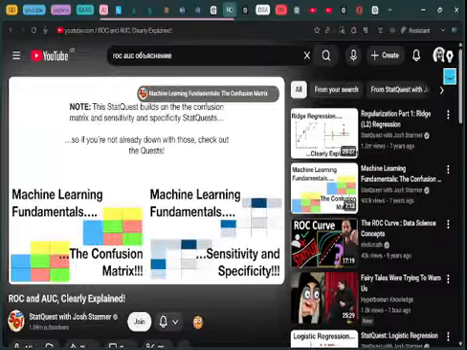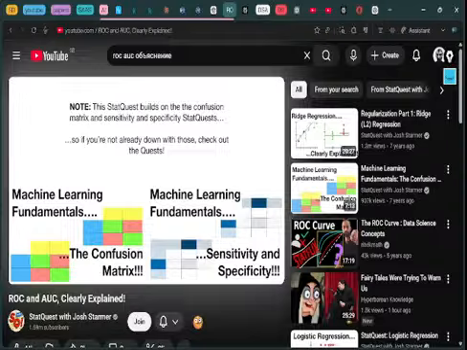Today we're going to talk about ROC and AUC, and they're going to be clearly explained. Note: this StatQuest builds on the confusion matrix and sensitivity and specificity StatQuests, so if you're not already down with those, check out the quests.